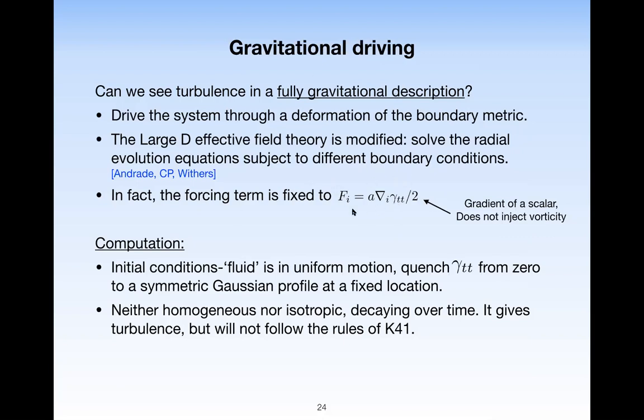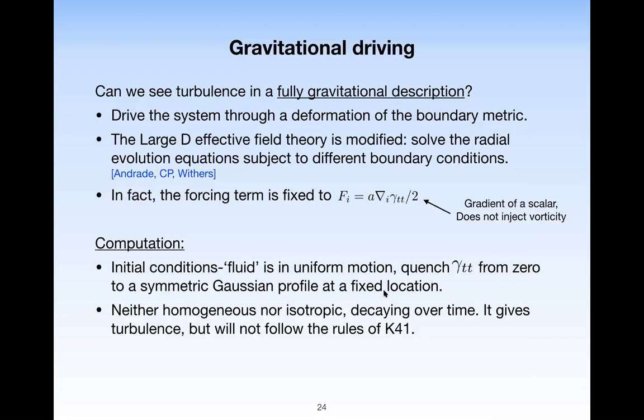using this forcing term. One option is just to use this to steer your system around in the same way as you steer your cup of tea. Or you can do what I'm going to show on the next slide, which is to set your fluid to be in uniform motion and then quench your boundary deformation, gamma_t, from 0 to some symmetric Gaussian profile at some fixed position at time t equals 0. Okay, so this is what we are going to do.